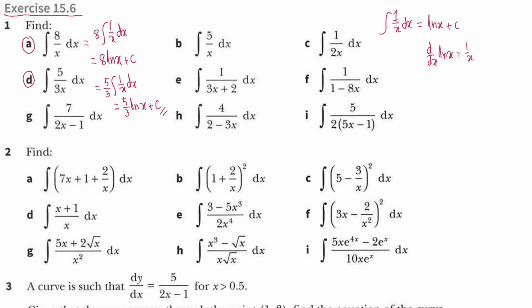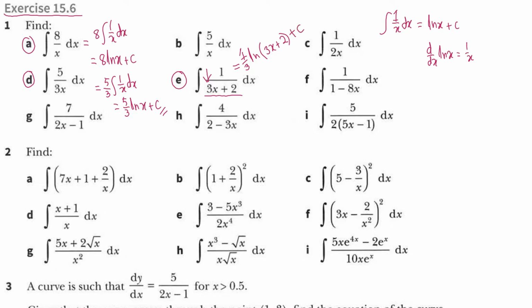If any constant is given, say question number E, it is on the denominator with the power of x, so it definitely converts to ln x, but the coefficient of x, which is 3, we need to write as 1 by 3 for the integration, 1 by 3, then ln 3x plus 2. This is our formula for this case.